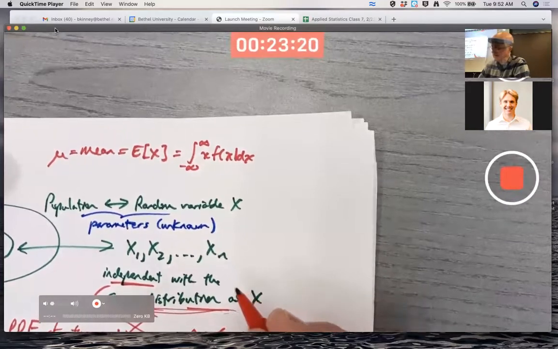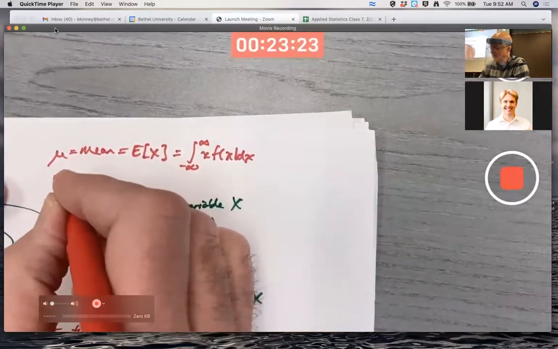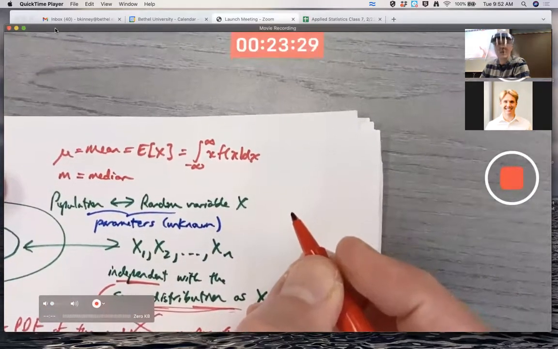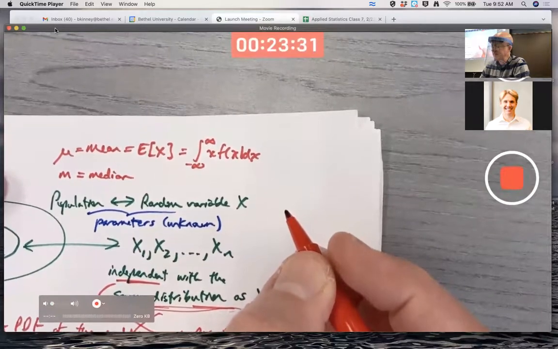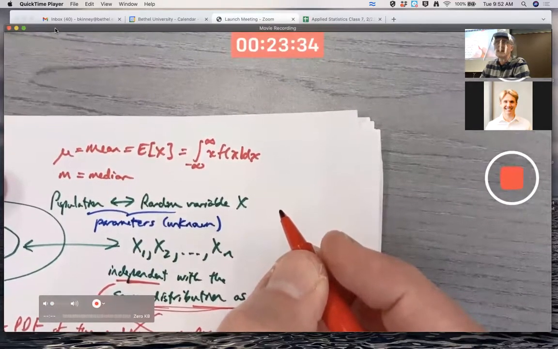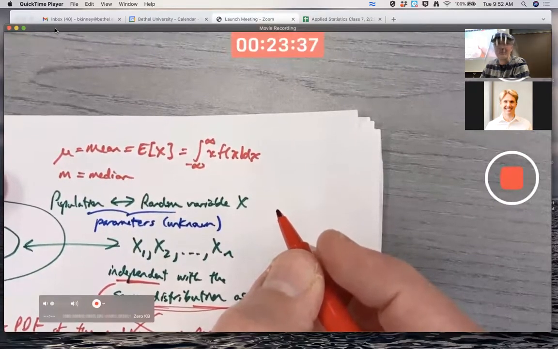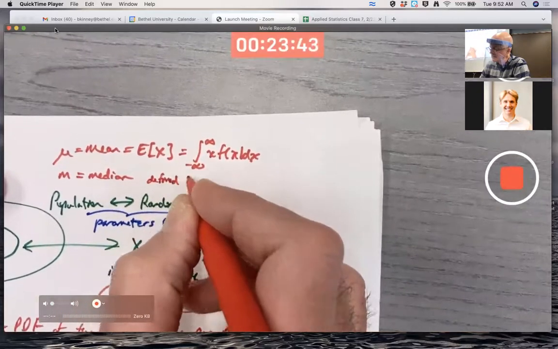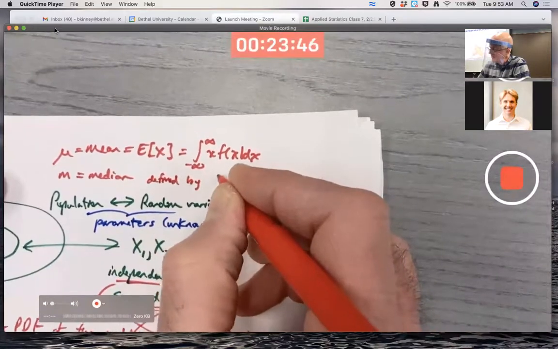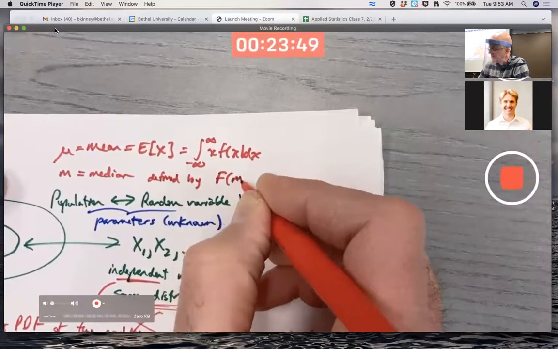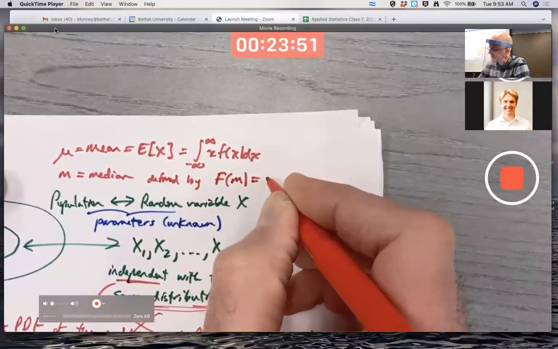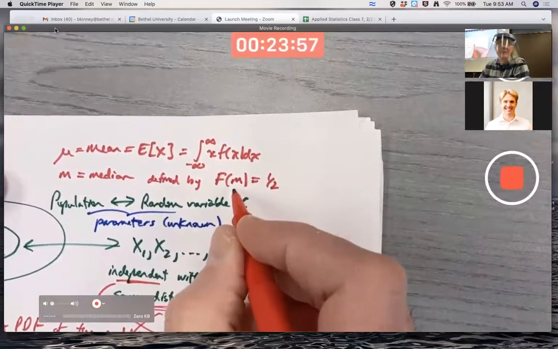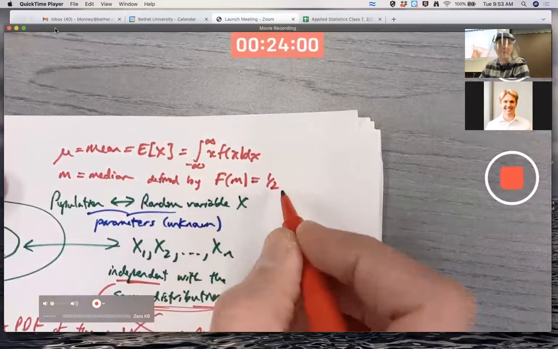What would the median be? Maybe we should call that M for median. It doesn't really have an explicit equation that defines it. You have to solve an equation to find the median. It's defined by the equation capital F of little m equals 1/2. You're looking for the value, a number, little m, that makes the CDF equal to 1/2 at the median.